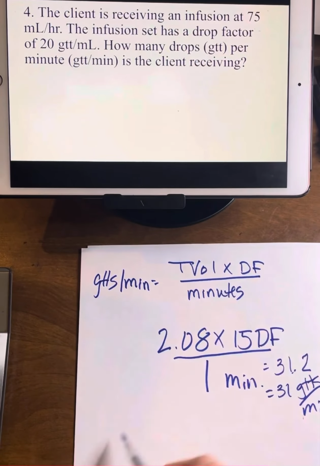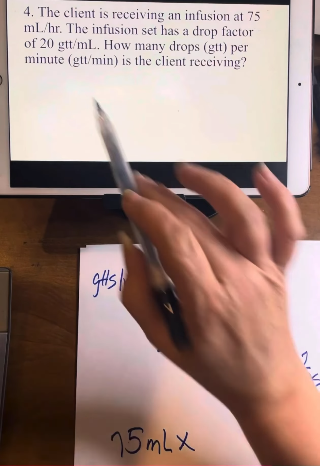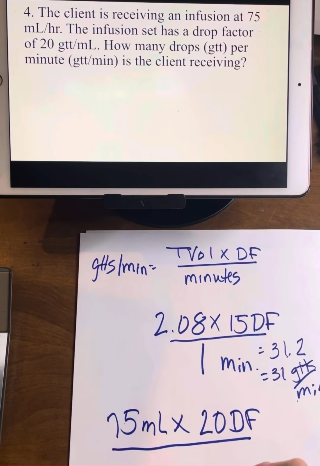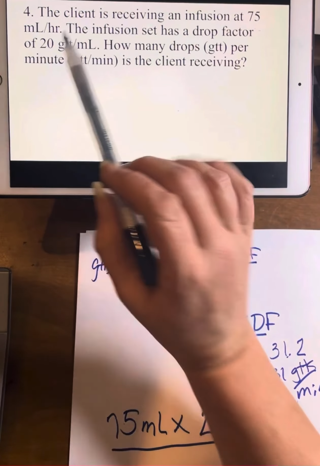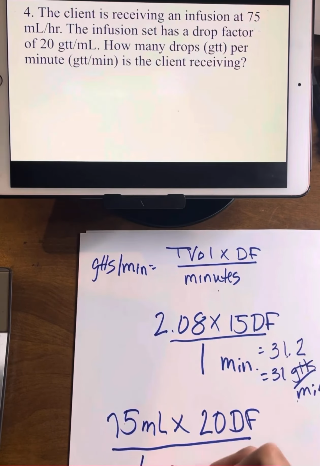Watch. The total volume is 75 milliliters. And the drop factor is 20. And then what's the time? 1 hour. It's got to be in minutes though. So it's going in over 60 minutes. And then we're doing the math. This times that. And then dividing it by 60.